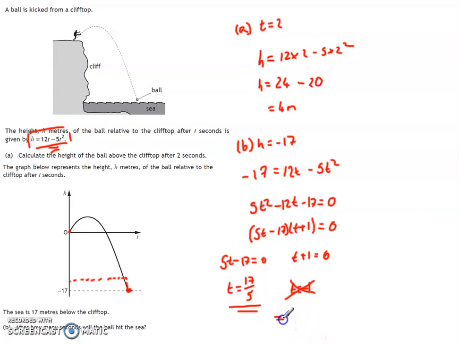So what I can then say is therefore height is equal to negative 17 when t equals 17 over 5 seconds. I've solved the problem and I've put it back into the context. That's a key thing, as we've mentioned before, about questions like these. We're taking the maths, we're applying it, but we're applying it to a context.